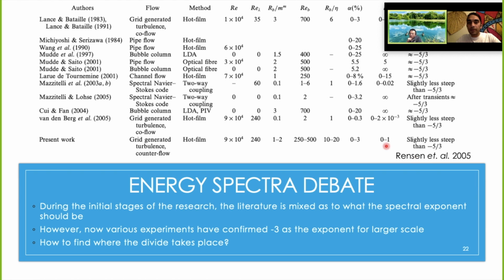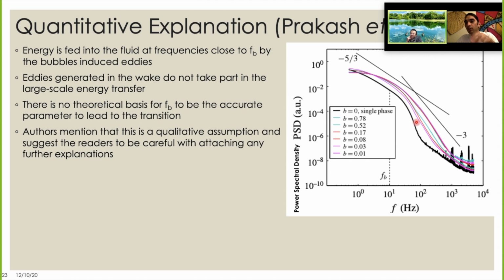In this particular paper, there's been a lot of debate about the -5/3 and -3 slopes. This is a paper from 2005. They have various results, and you can see many people have predicted different kinds of slopes. However, by 2018, in the annual review paper that I looked at, they said that we now know robustly that -3 is the slope at the larger scales, and -5/3 is the slope at the smaller scales.